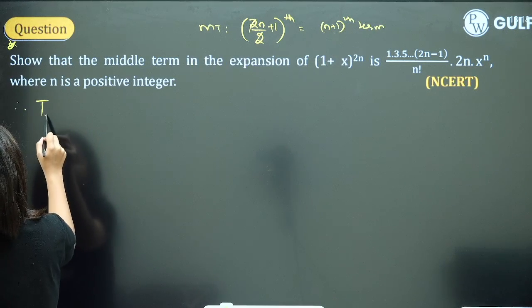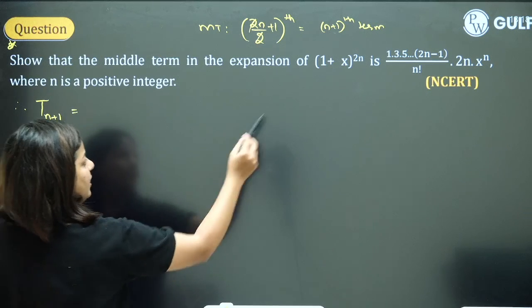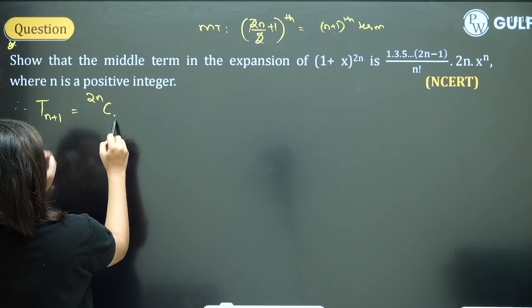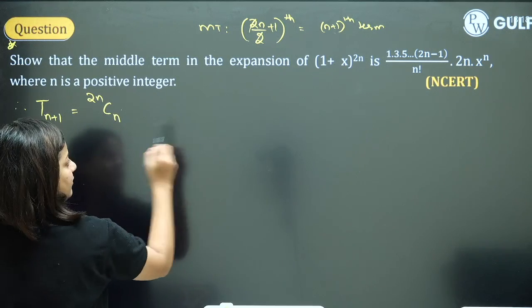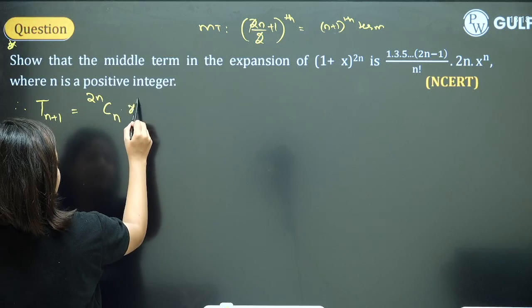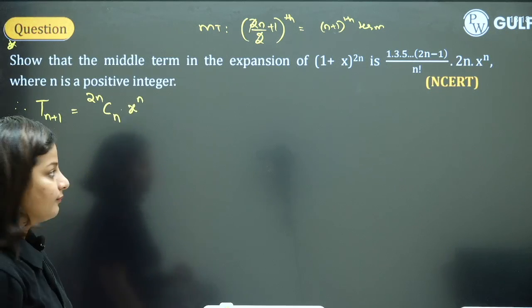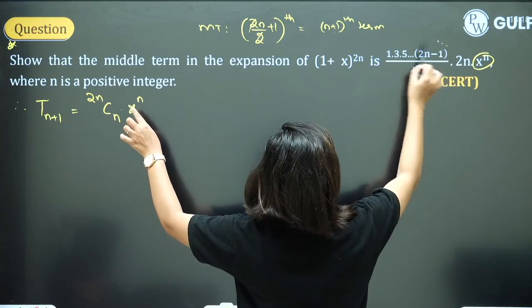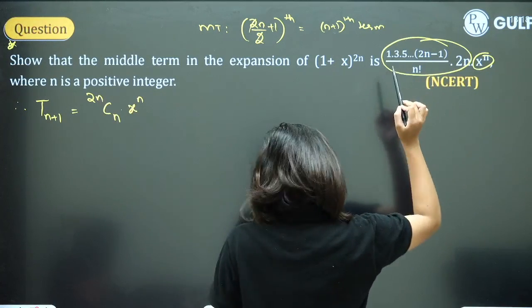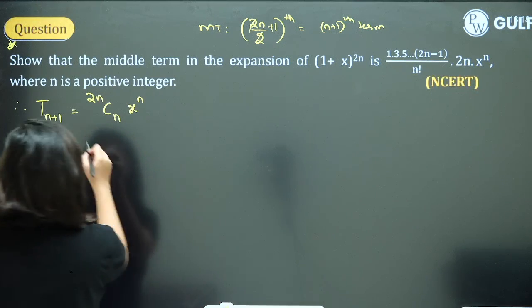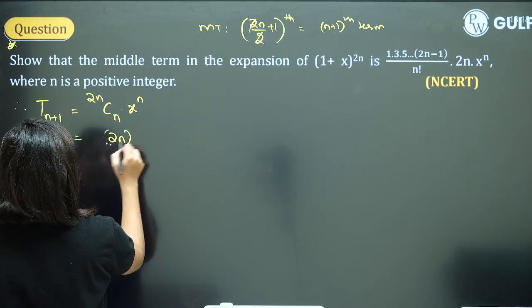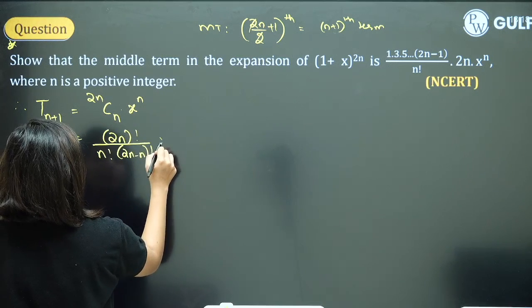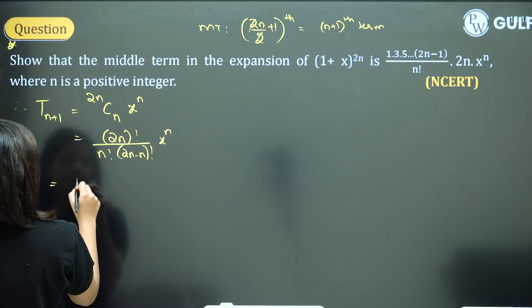So finding the n plus 1th term, the formula in this expansion will be 2nC n, one less, and the first term raised to anything is the same, x raised to. Look carefully at what we have to prove. We need x raised to n, and this entire thing has to be solved and found. 2nCn, if I apply the formula, will be 2n factorial upon n factorial into 2n minus n factorial into x raised to.